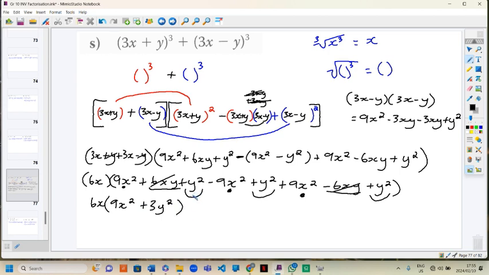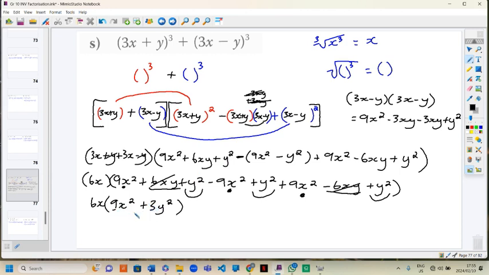Now, I'm not actually finished yet. Always in your answer, especially when you have big sums like this, always check if there's anything more that we can factorize. Look inside the bracket there. Is there anything that I can take out? Any common factor, any difference of two squares or cubes or anything like that?